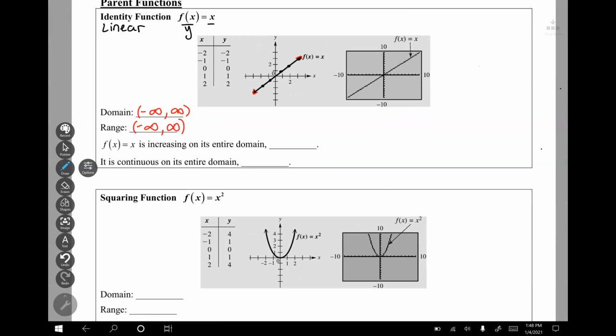f of x equals x is increasing on its entire domain, which is negative infinity to positive infinity. It's increasing. That means it's moving up as you go from left to right, which means its slope is positive. And then it is continuous on its entire domain.